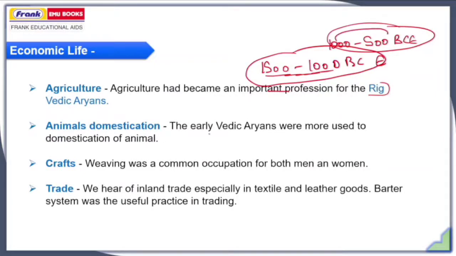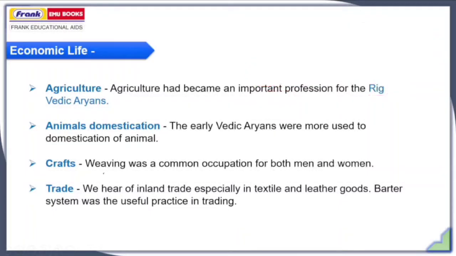Now, animal domestication. The early Vedic Aryans were more used to domestication of animals, and the cow was considered very precious. Many of the battles in the Rig Vedic period were centered around authority over cows. So this was the importance of the cow. Now coming to craft, weaving was a common occupation for both men as well as women. Both used to participate in textile production.